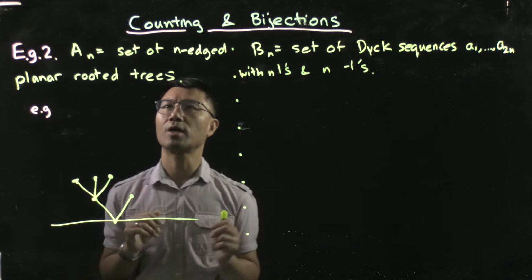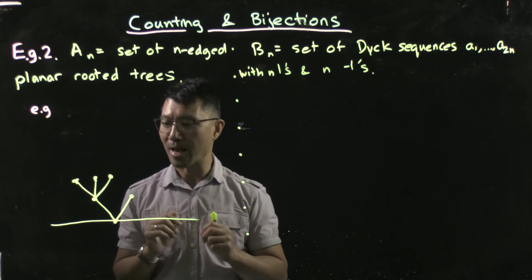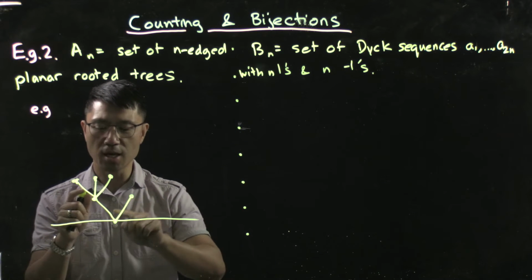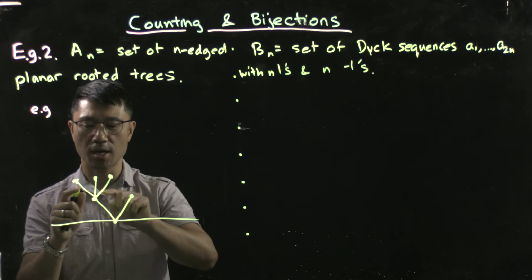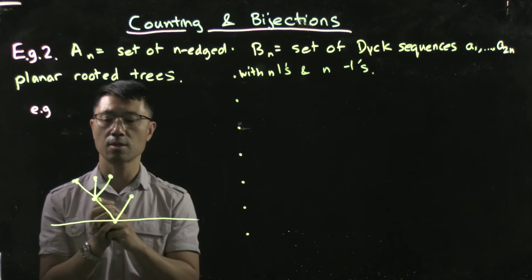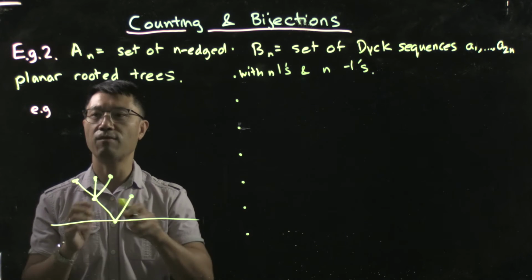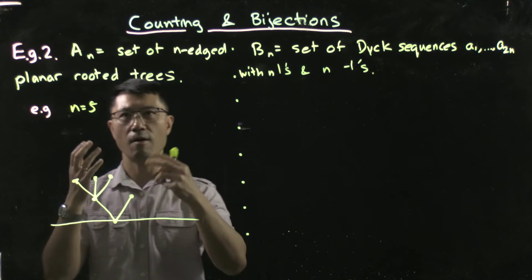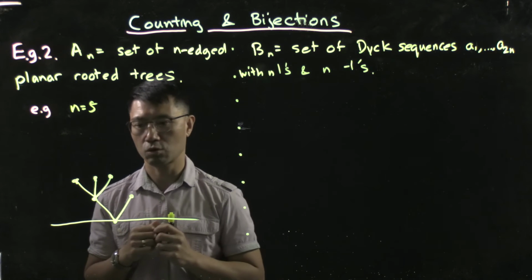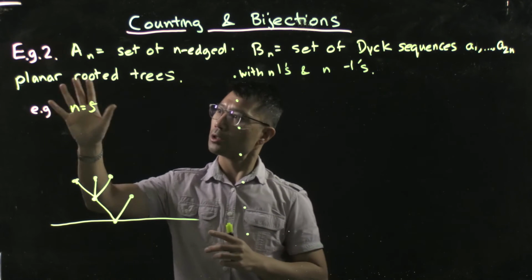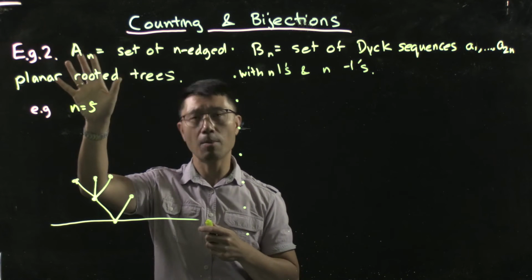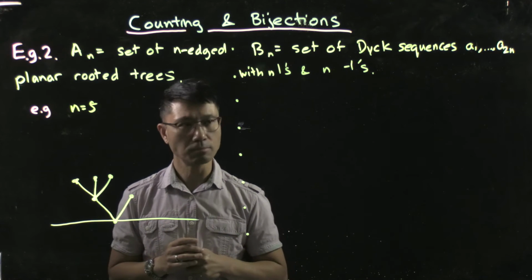And we're going to look at the set of n-edged ones. So what are n-edged ones? What are the edges here? There's an edge here, an edge here, an edge here, an edge here, and an edge here. So they're kind of like the branches. Here's 1, 2, 3, 4, 5. So here n equals 5. So this is a 5-edged planar rooted tree. It's quite an interesting counting problem to count how many of these there are.